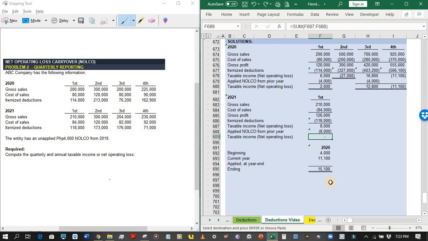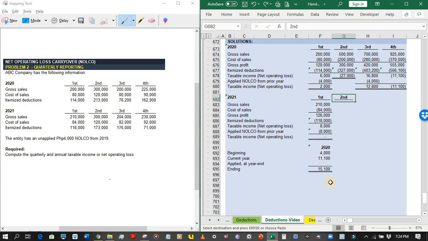Again, the 8,000 NOLCO applied during the first quarter is not the final amount of NOLCO applied in 2021 because the final NOLCO applied in 2021 will happen at the end of the year, which is the fourth quarter, because the information should include the 12-month period. Let us now proceed to the second quarter.